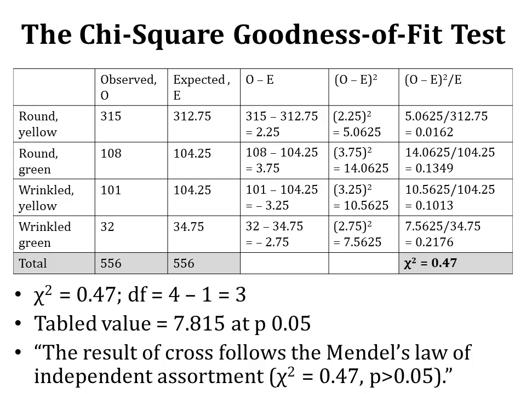And as we can see, our calculated value is less than the table value at probability 0.05, so we are going to accept the null hypothesis. So the probability of the null hypothesis to be true is greater than 0.05, therefore the results are non-significant. And therefore we are free to state that the result of cross follows Mendel's law of independent assortment. The chi-square value is 0.47 and the probability of this value is greater than 0.05. So this is how we do the chi-square goodness of fit test.